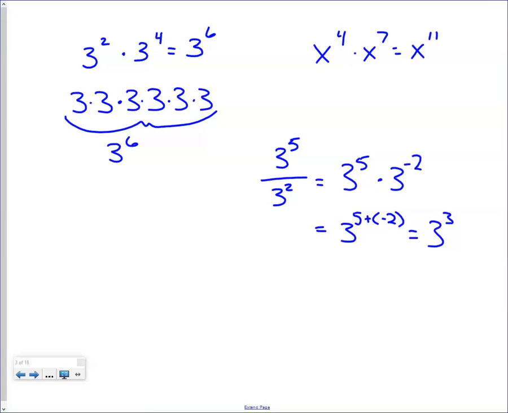This also makes sense, right? I can show it one other way that might fit a little bit better. What is 3 to the 5th?